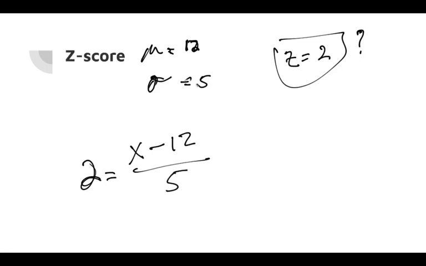And so I can now solve for that value, right? Multiply 5 by each side. So you have 10 equals x minus 12. Add 12 over, and so x here is going to be 22, right?